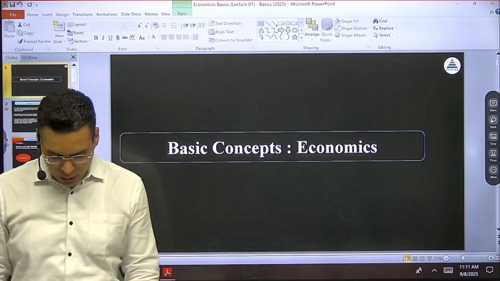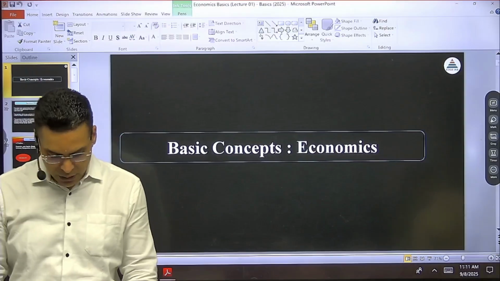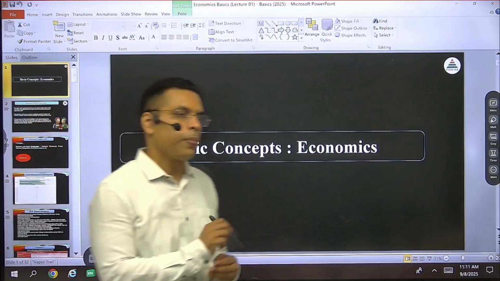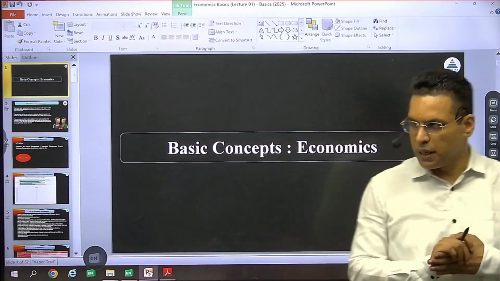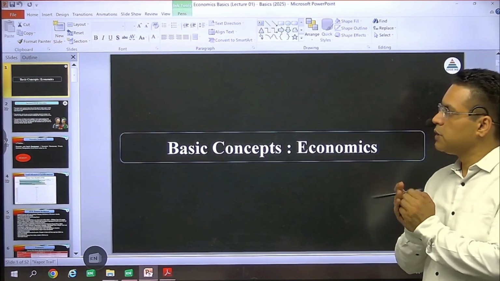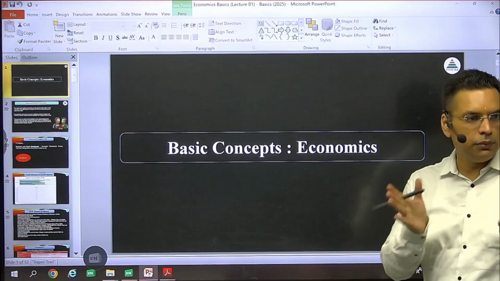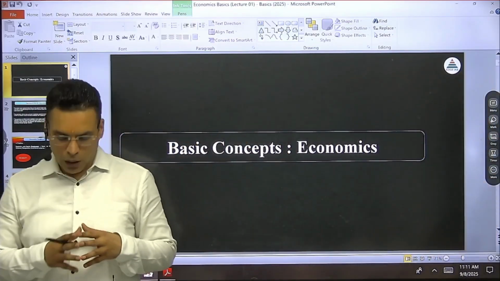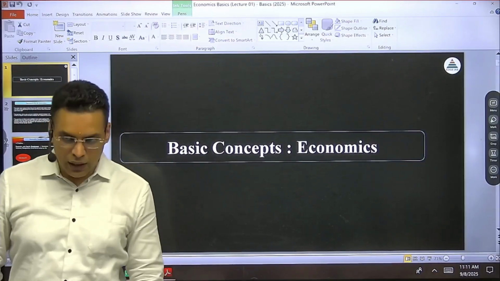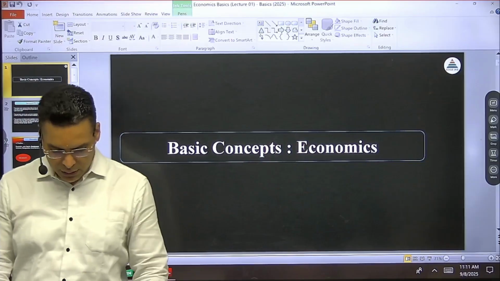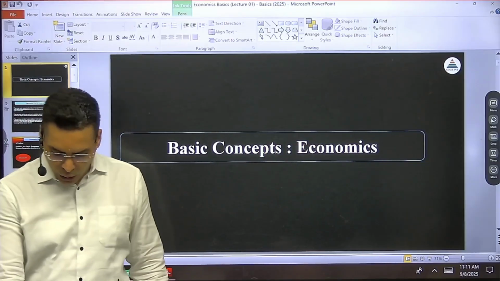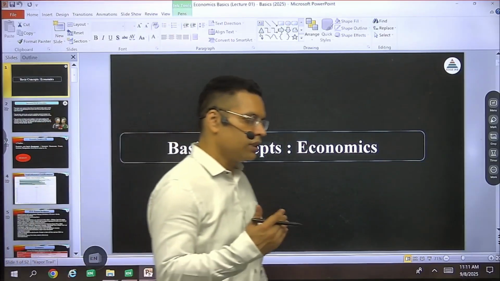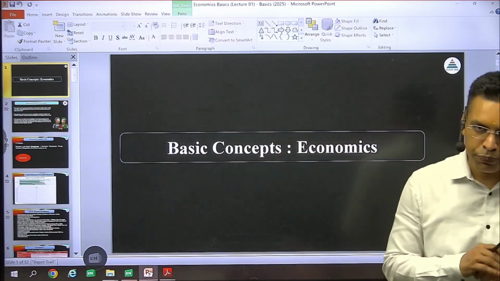So today we are going to start the economy section of GS paper 3. It is in prelims as well as in the mains part. So first, before starting, the first half an hour should be understanding the requirements of UPSC, what kind of trend is there in the examination, and how you can manage this area, because this is a very high scoring area.